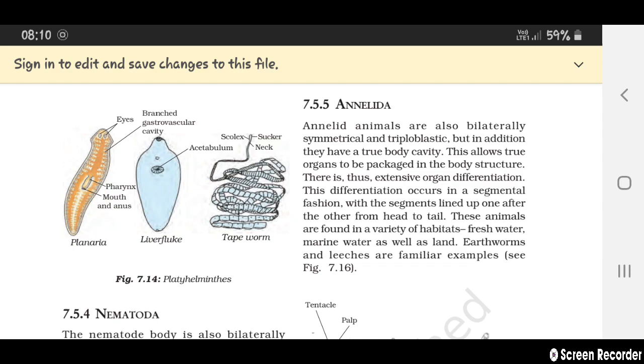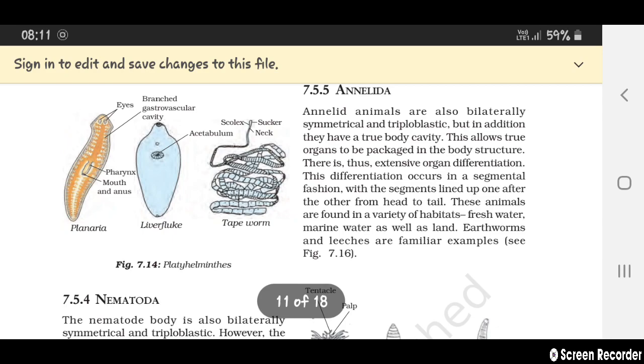If you bisect the liver fluke, you will get the same half part on the left side and on the right side. Therefore they are symmetrically equal.